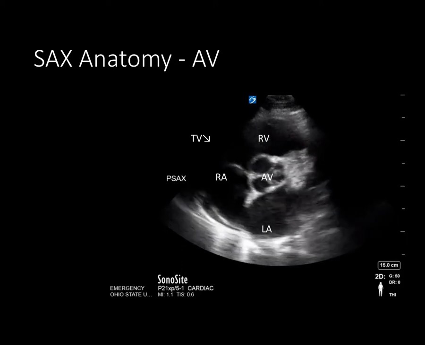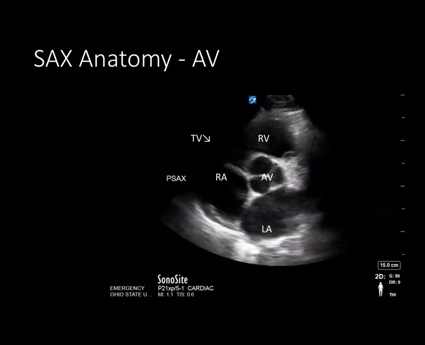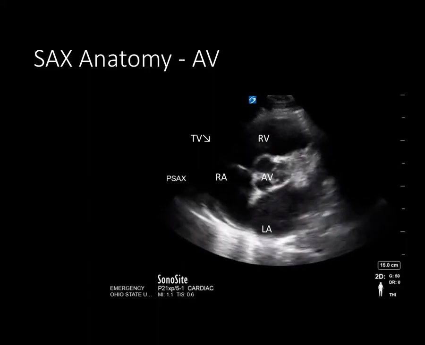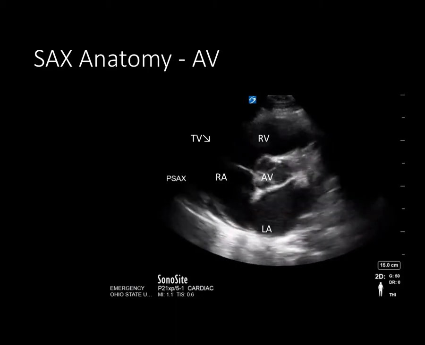First is the aortic valve. We can see the tricuspid aortic valve in the middle of the screen with the crescentric right ventricle in the near field and the left atria in the far field. In this view, we cannot see the left ventricle because we are sitting atop it.